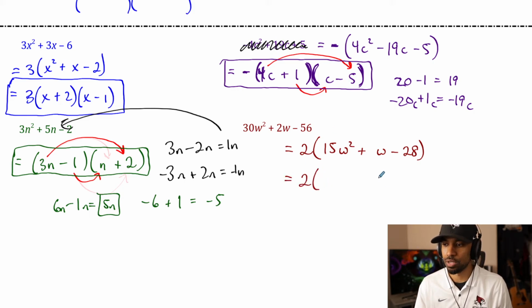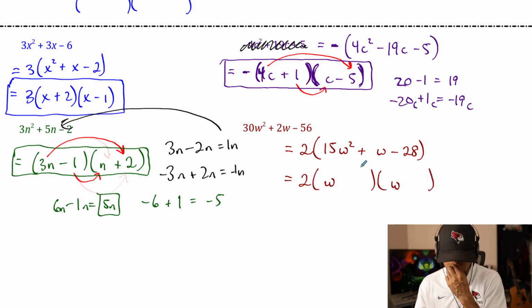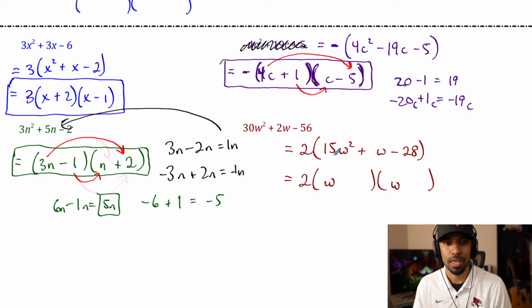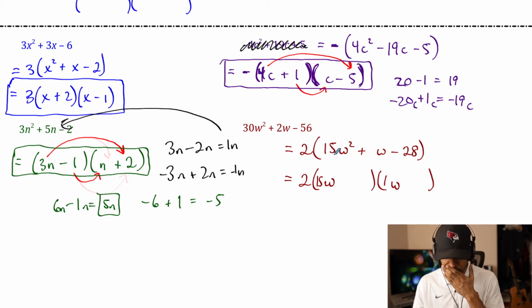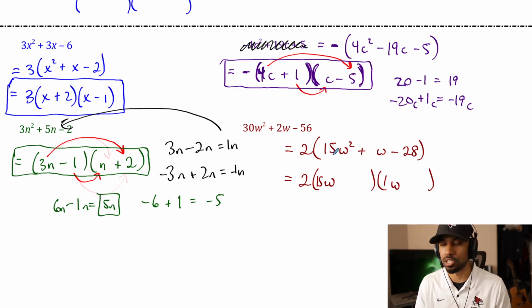All right, the 2 is going to multiply by something that's factored here. We know w's are going to exist inside here to make w squared, but how do we make 15w squared? It's either going to be 5 and 3, 5 times 3 is 15, or 15 and 1. It's a composite number. You have to check a lot.